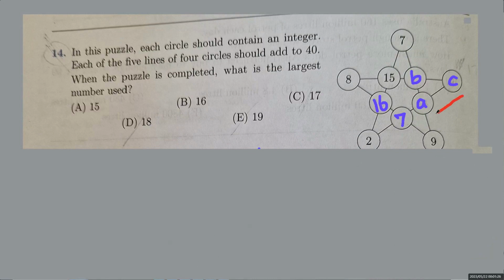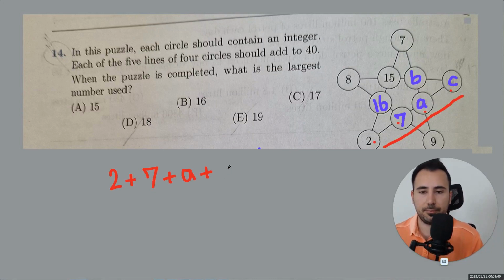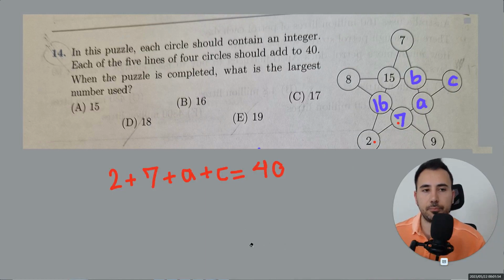So for this one, I would write the equation. So 2 plus 7 plus a plus c should be 40. That's the first equation. Now let's write it for this one with a and b. 9 plus 7 plus a plus b is going to be 40 again.